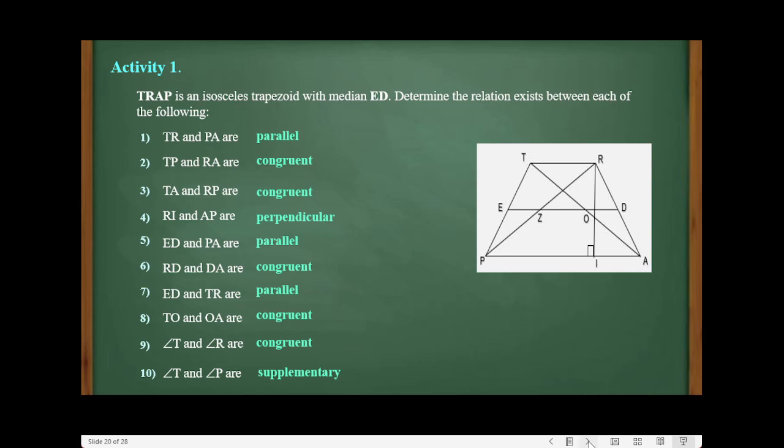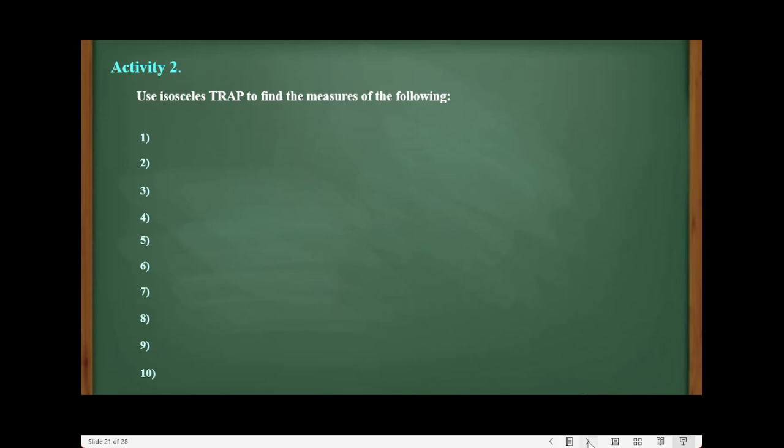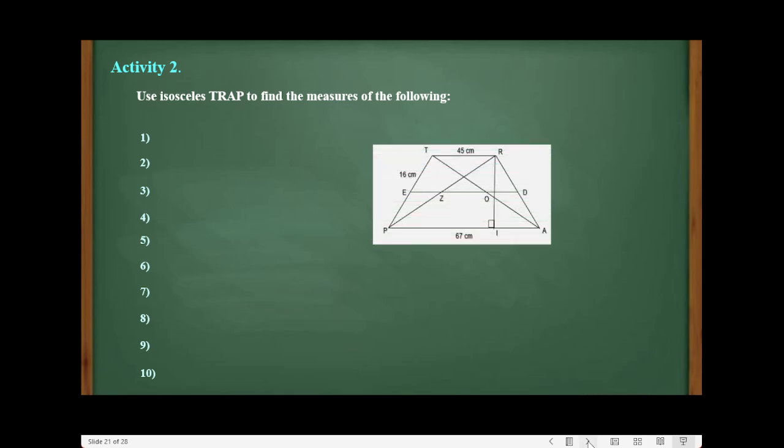Next. For our next activity, I think I'll be giving you this one as your assignment. Okay? With the given diagram, I want you to answer these 10 items. And let us discuss the answer next meeting. Okay?